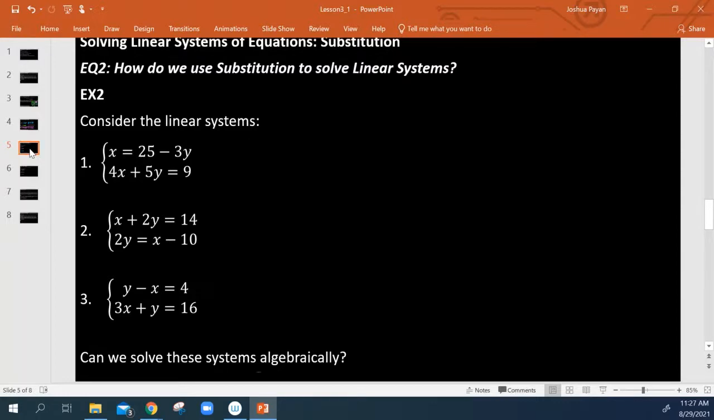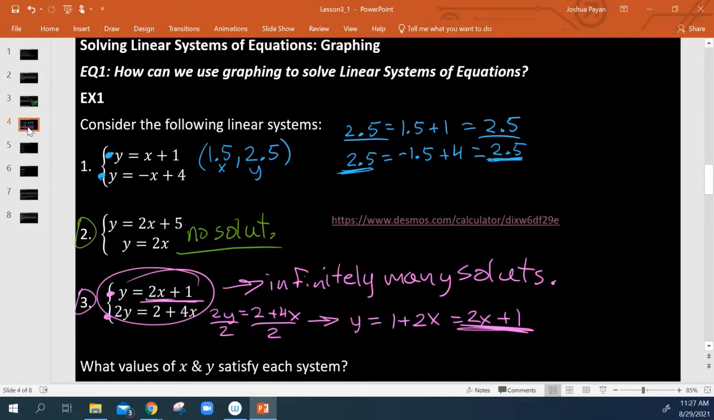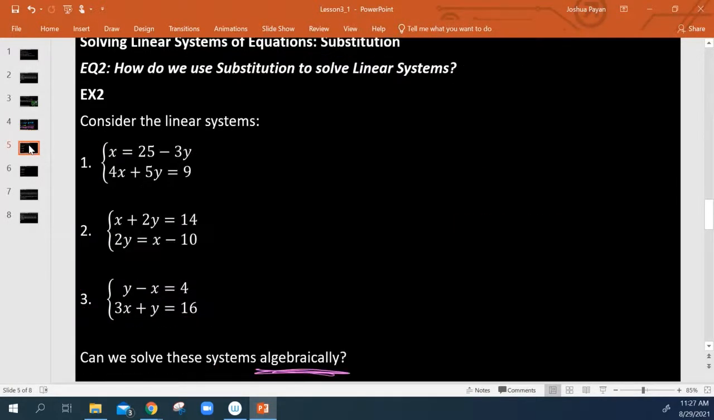But let's talk about how we can solve these systems algebraically. What we saw was graphically, right? We use graphing. Okay, now we're going to use algebra, namely substitution. What that's going to entail is, if x equals 25 minus 3y, well, what is x? What is y? So we can solve this using algebra and not graphing anything if we don't want to. Okay? So I know x is equal to 25 minus 3y. So I can take what x is equal to and plug it in here for 4x.